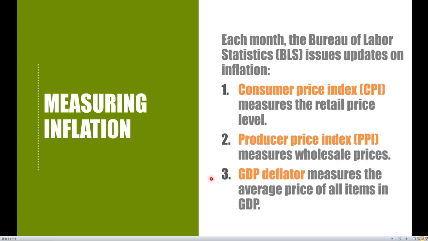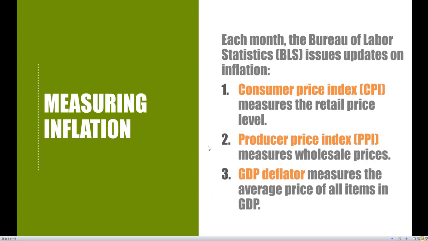Finally, number three is just a combination of 1 and 2, which is the GDP deflator. And it's the broadest measure of inflation that we have because it measures the average price of all items in GDP. So C, I, G, net exports, it takes a look at all the goods, all the services that we produce within a particular time period with the GDP deflator. We'll focus in on the CPI and the GDP deflator, but also make a few notes about the PPI as well.